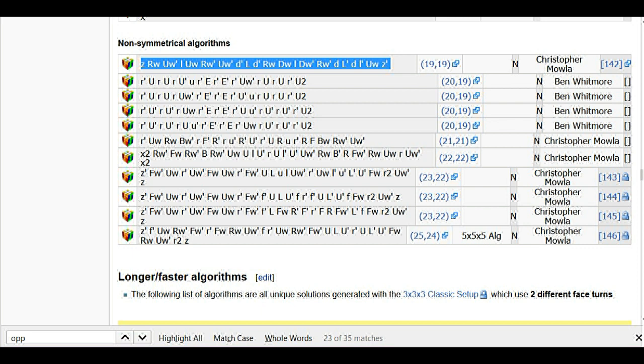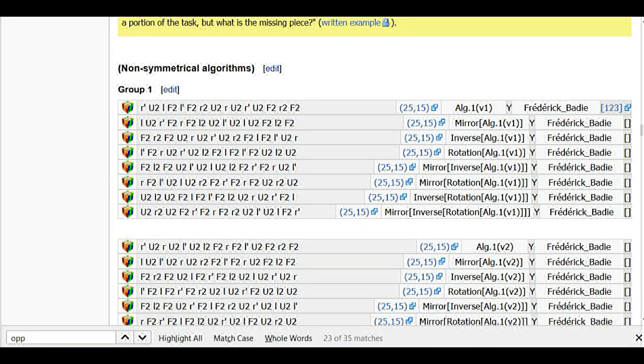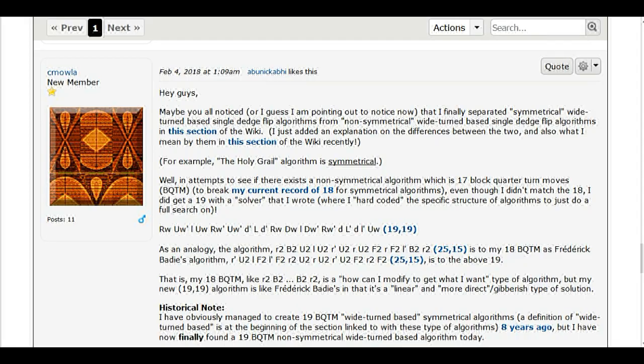It's only one. But this one was very special for me because, as I was just in the section of the wiki that I was starting to talk about this, when I saw this and I found single edge flip algorithms like the Holy Grail and Challenger and Reverter and all of them, and I was lowering those upper bounds, I was like, is it possible that a 19 block quarter turn algorithm could exist that's non-symmetrical in structure? And just satisfying that curiosity after so many years, starting from 2009 when I first found the symmetrical algorithms, until February 2018.